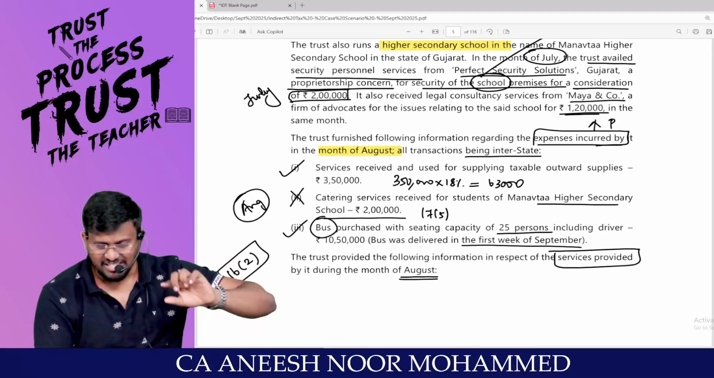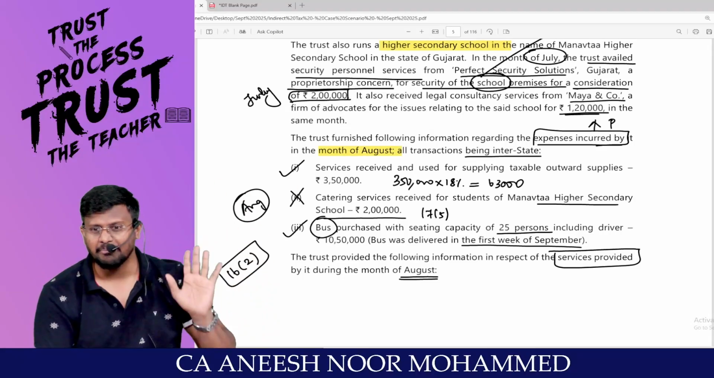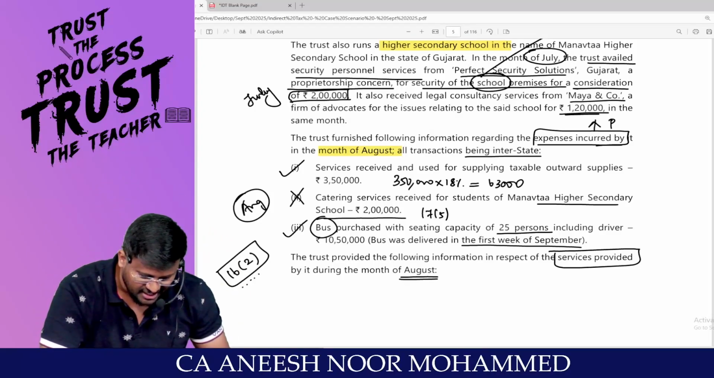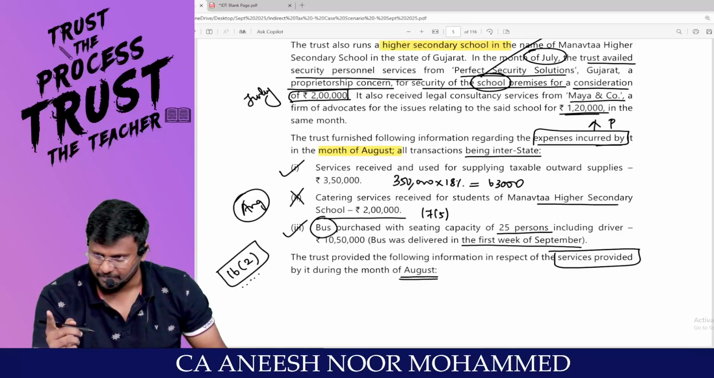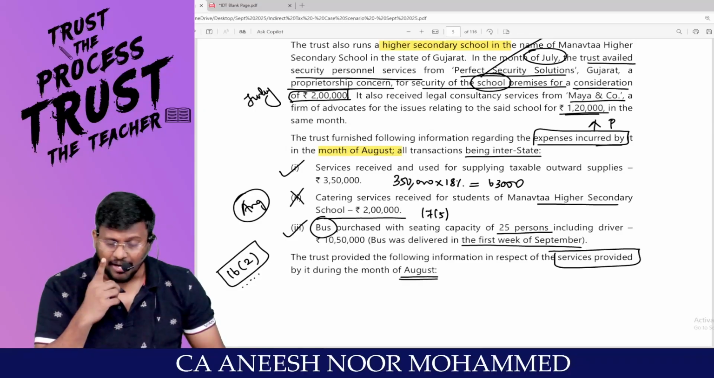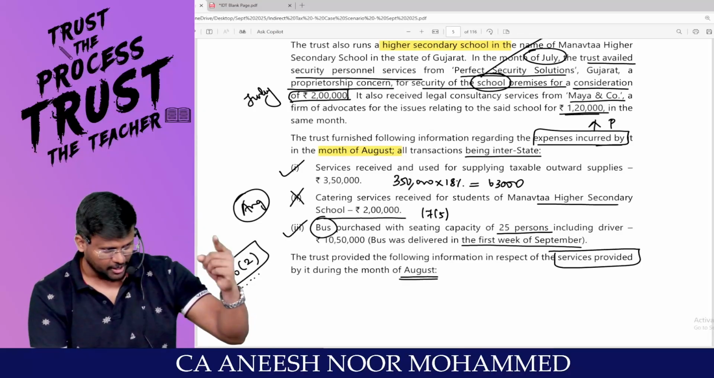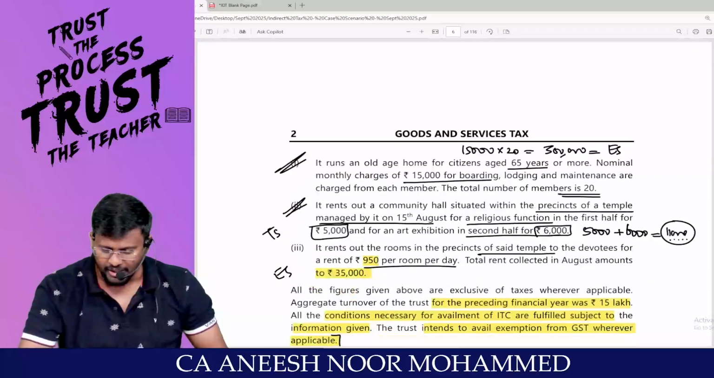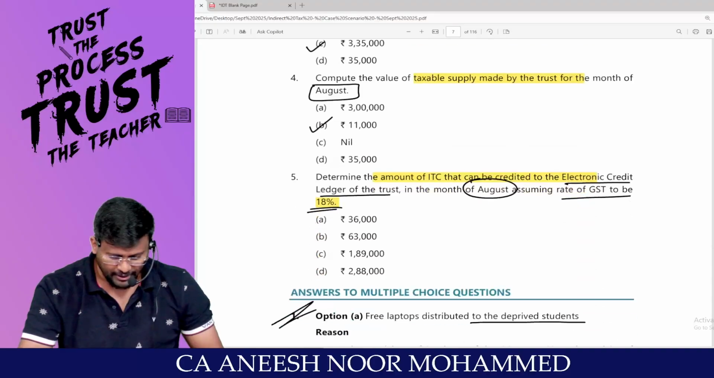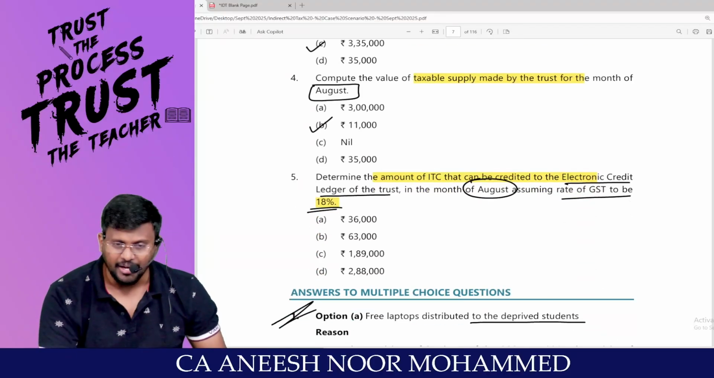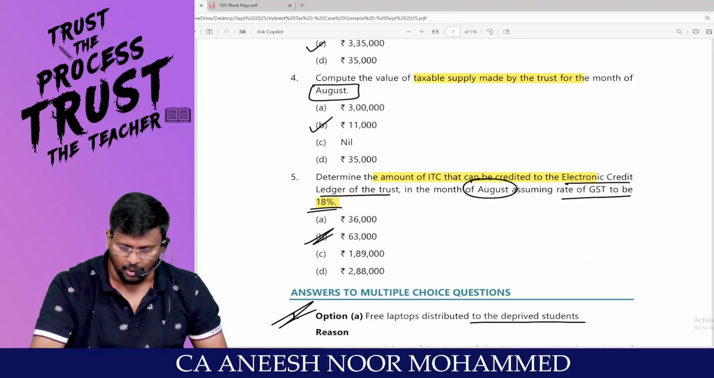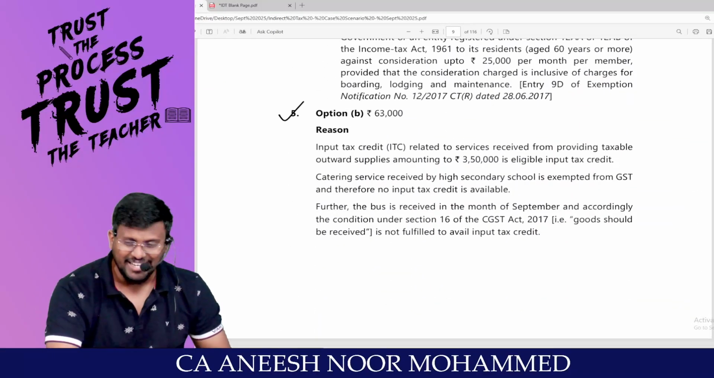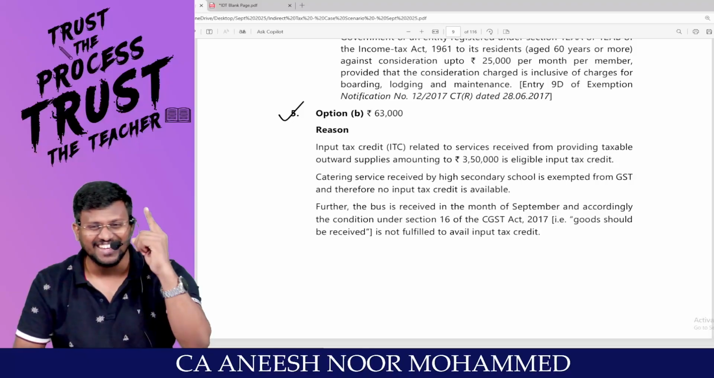Since the bus is received only in the month of September, you can take ITC only in the month of September, because as per section 16 subsection 2, 6 conditions should be satisfied. Condition number 1: possession of a valid tax paying document, and actual receipt of goods or service or both. We actually received it only in September, and we are calculating the 5th question for the month of August. So what is the answer? 63,000 should be the answer. So the 5th one, 63,000. Right answer. We are done with case scenario number 1.